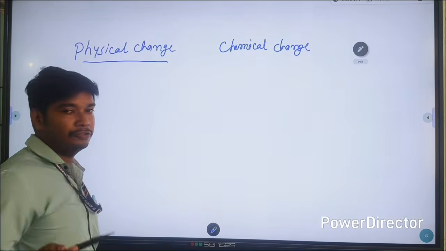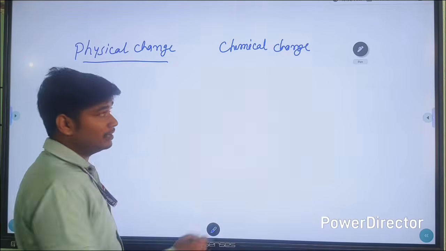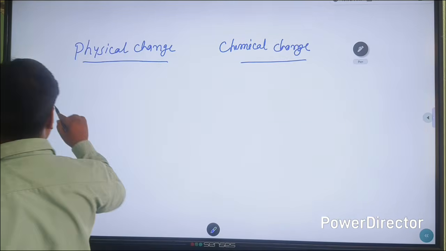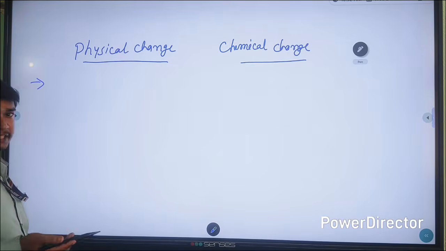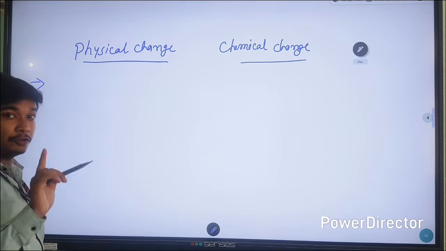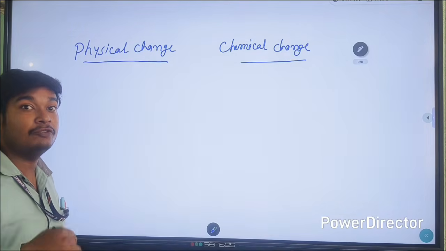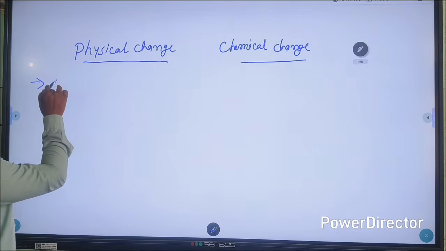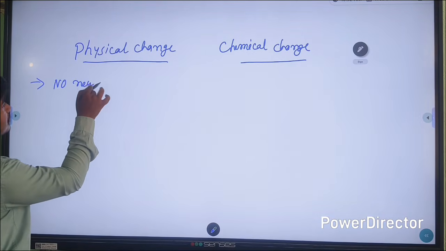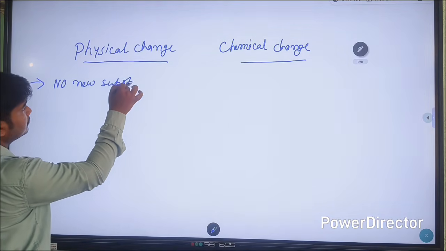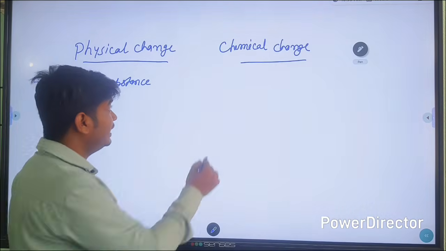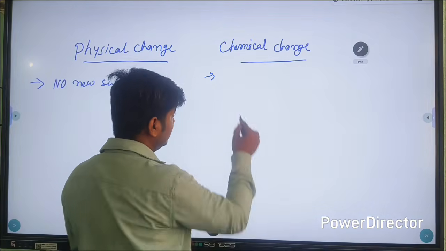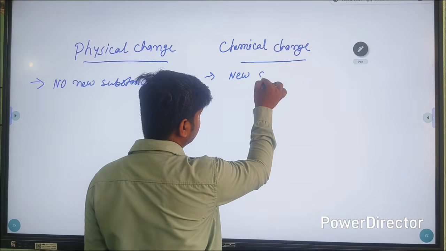First of all, we need to know what is physical change and what is chemical change. Okay, so one by one, point wise, we are going to define everything. Physical change: a change in which no new substance will form. Same reason, in chemical change, new substance will form.